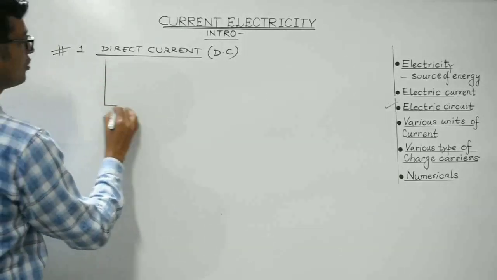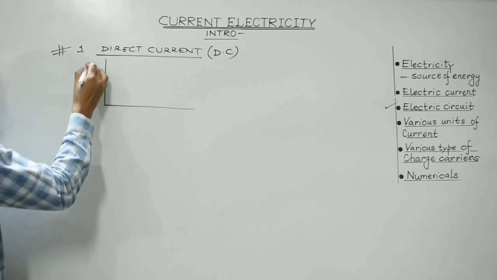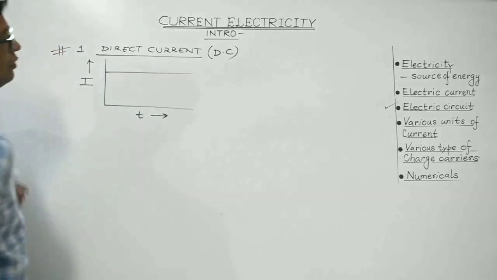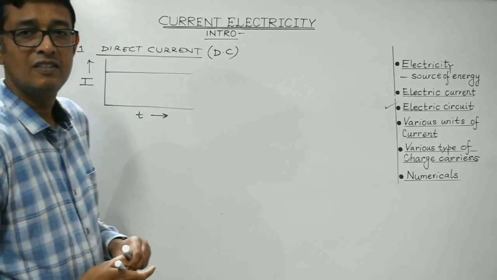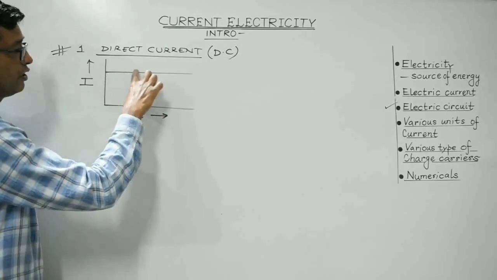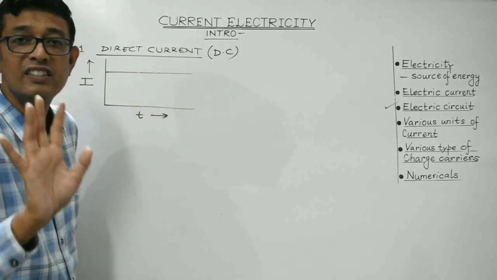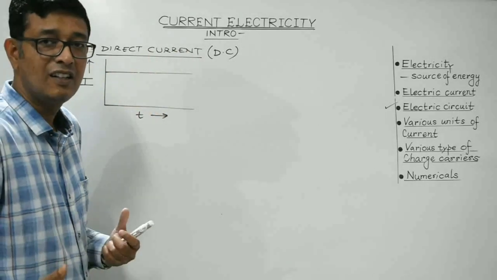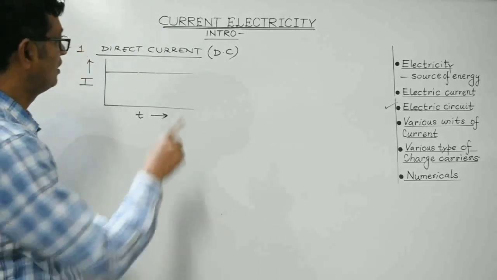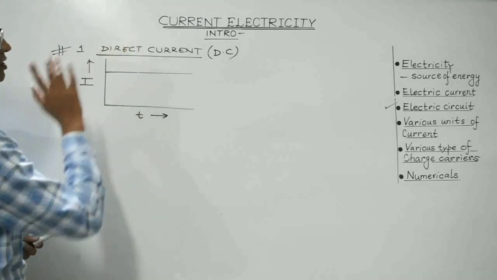I'll try to make you understand through these graphs. I stands for the current, T stands for the time. Now this is direct current. What does it indicate, students? It indicates that with the passage of time, the magnitude and the direction of the direct current remain the same. So that current whose magnitude as well as direction remains constant is known as direct current. Clear, students? This is the first type of current.